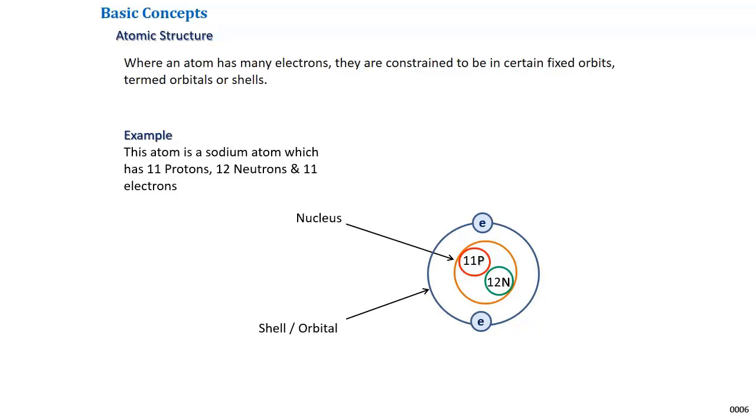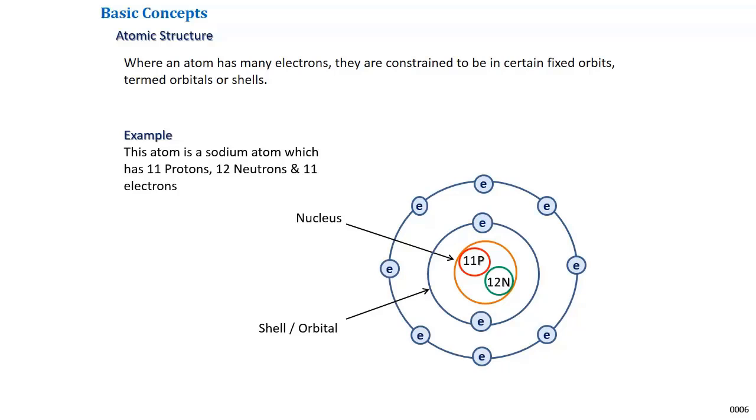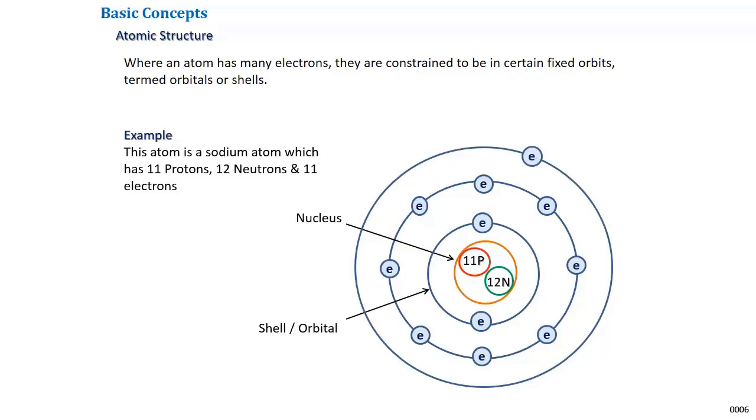2 electrons can go in the first shell. 8 electrons can go in the second shell. Finally, 18 can go into the third shell. However, when we get to the third shell, we only have 1 electron left to be placed, so just 1 electron goes into the third shell.